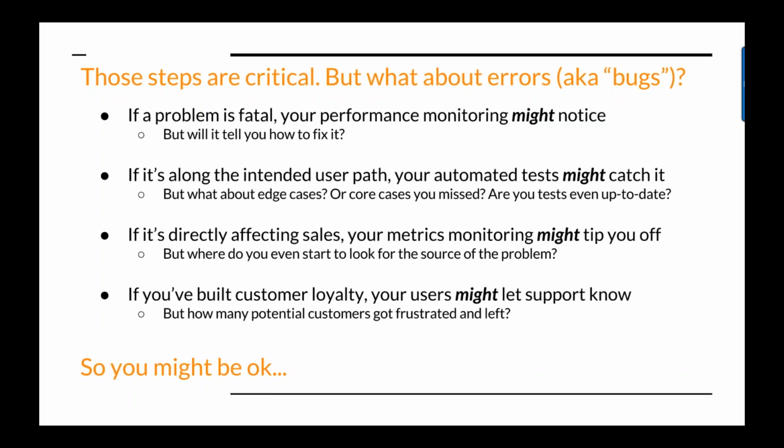If a problem is directly affecting your sales, like the buy button is completely missing for every customer, your metrics are probably going to let you know that. But even in this case, so now you know your sales are off. Are you going to know this because the buy button's gone? Or are you just going to know there's some problem that's not allowing people to buy? And how do you even know where to start to look for the source of that problem?